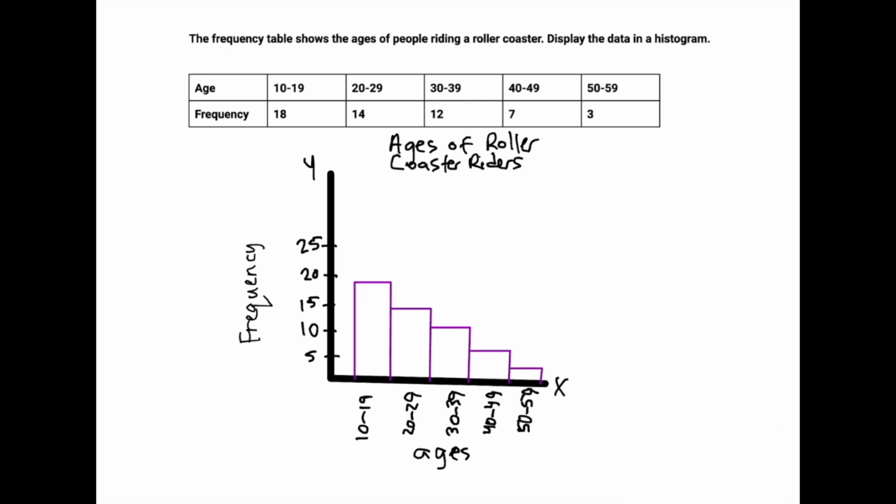What do you notice about the frequency of the roller coaster riders when looking at their ages? We can see that the amount of roller coaster riders decreases with the older age groups. And the age group that had the highest frequency was 10 to 19-year-olds.